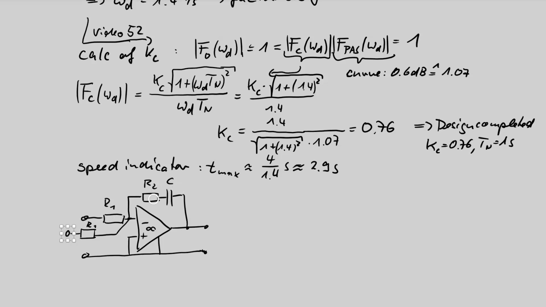Okay, how large are R1, R2 and the capacitance? We can say the equations are very simple. R2 times C is our Tn, which should be 1 second, and R2 divided by R1 is our Kc. Kc is 0.76. The product here, 1 second, is rather large.